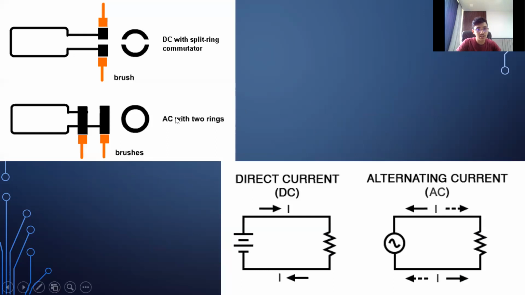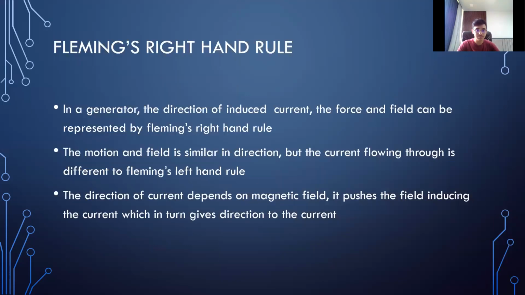Over here you can see a split ring commutator. It is split here so it can reverse easily, but here's an AC generator with two rings, and this is a slip ring commutator. When you turn the axle, the ring just turns around and provides EMF to the brushes. It provides current to the brushes. Over here you can see it is flowing in only one direction, but alternating current is moving in both directions. This is because of how the coil is being turned. It is not turned in such a way that it provides only a unidirectional flow of electrons.